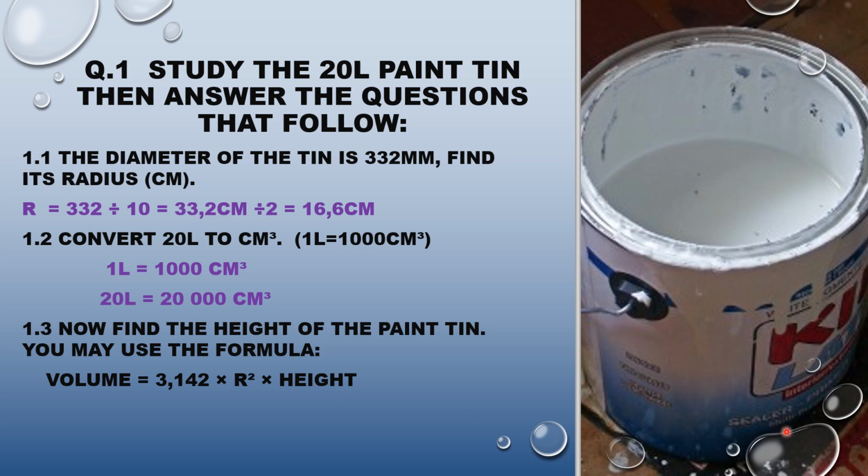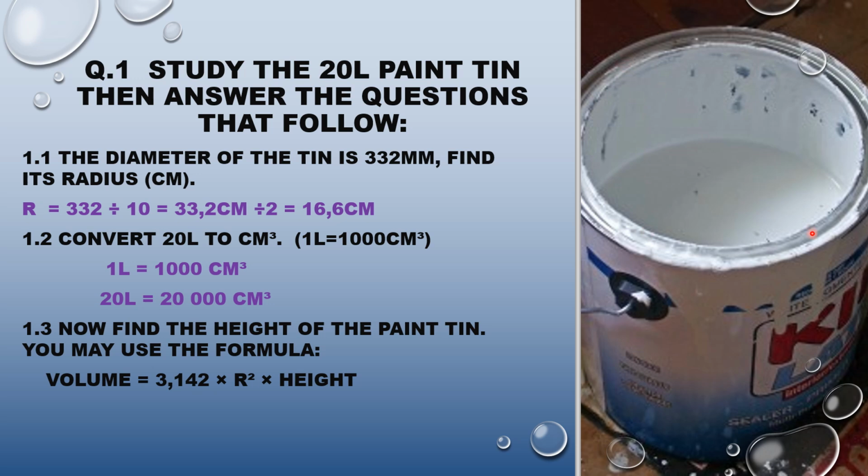1.1. The diameter of the tin is 332 millimeters. Find its radius. Write your answer in centimeters. So let's start. When I say diameter, it's a straight line drawn through the center. Remember, it can be in any direction.